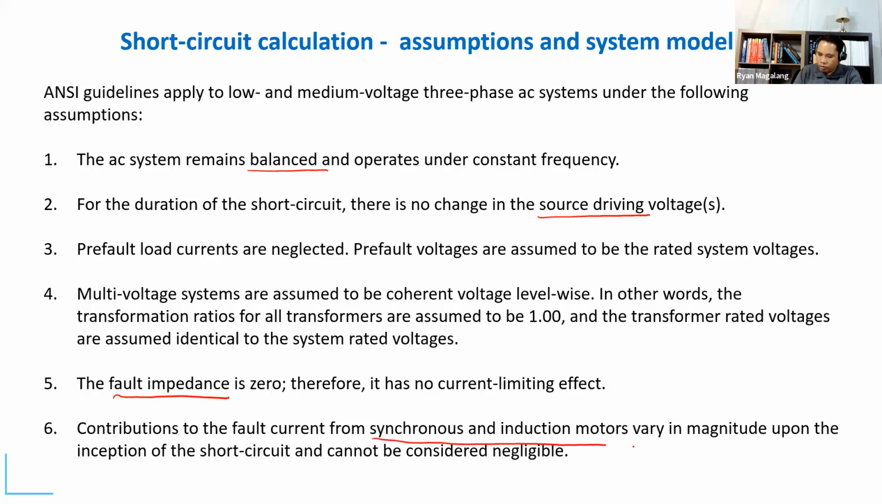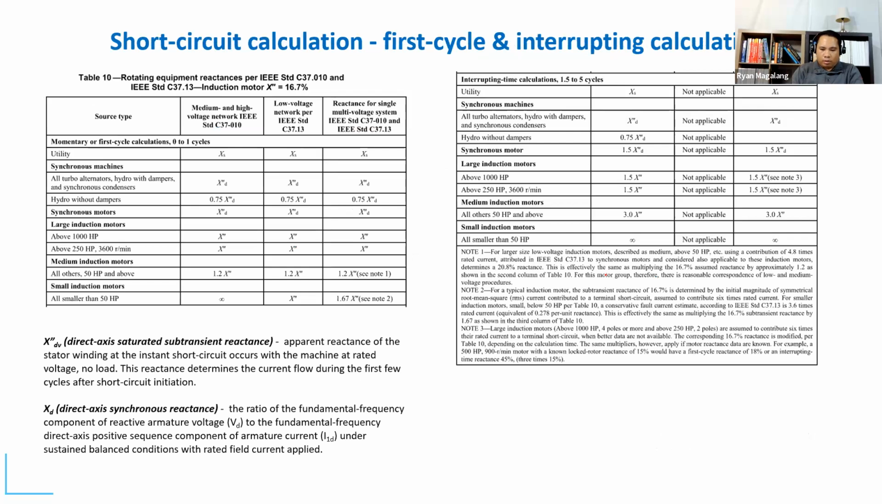So synchronous and induction motors may vary in magnitude upon the inception of short circuit. So yeah, that affects at which time you're interested to analyze. So I said during the half cycle, everything is contributing to the fault, and then at 1.5 to 4, your induction is gone. And then at 30 cycle, all motors are gone.